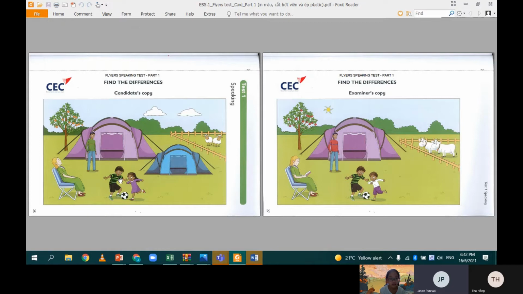In my picture, there is a boy and a girl playing football. How about your picture? In my picture, there is 2 boys playing football. Okay, in my picture, there is a woman taking a nap on the chair. How about your picture? In my picture, the woman is reading the book.